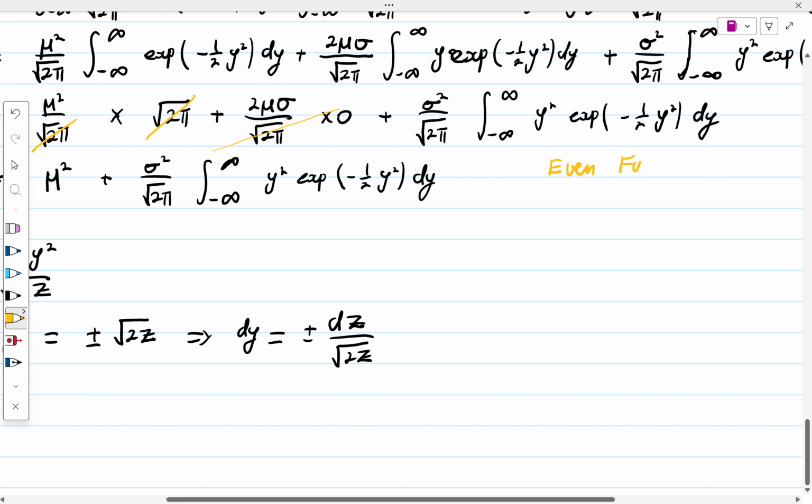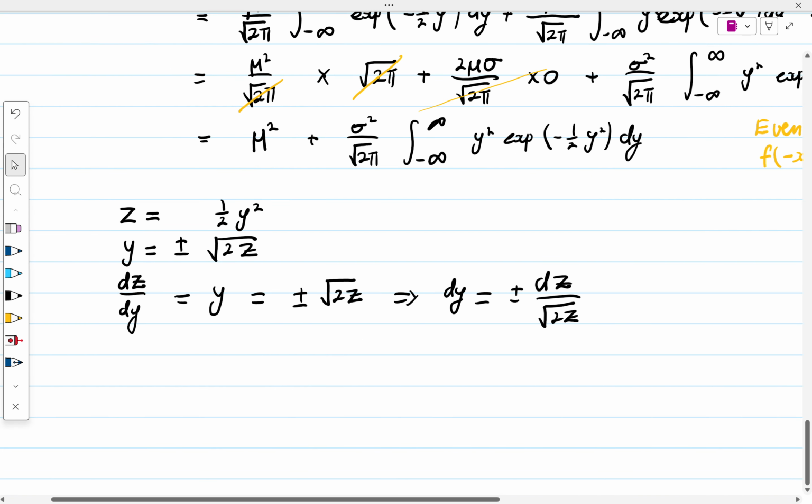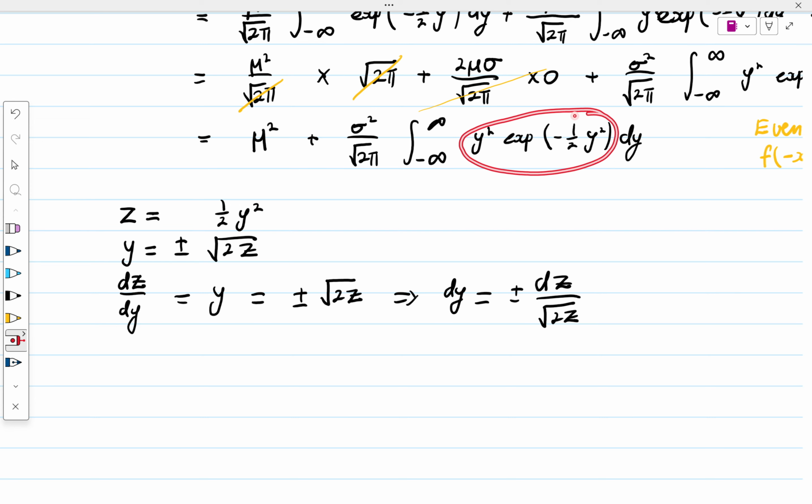And an even function, on the side here, is defined as follows. If you take f of negative x, you get back f of x. So focusing our attention on the function in here, I'm going to prove to you that this is in fact an even function.